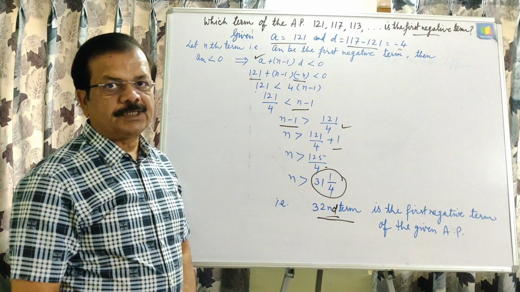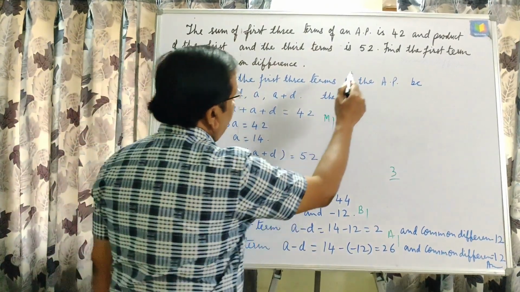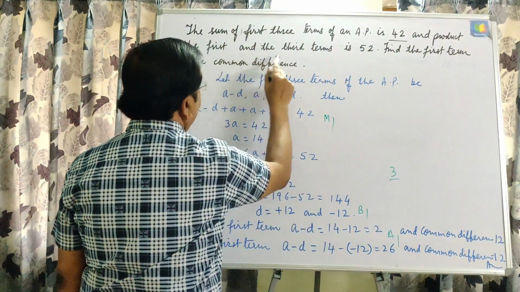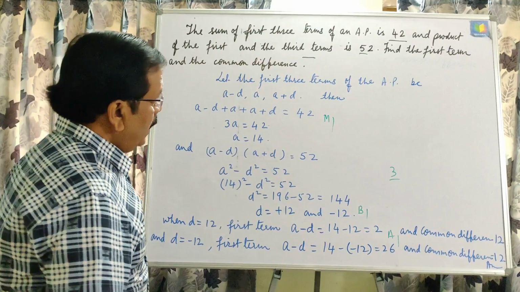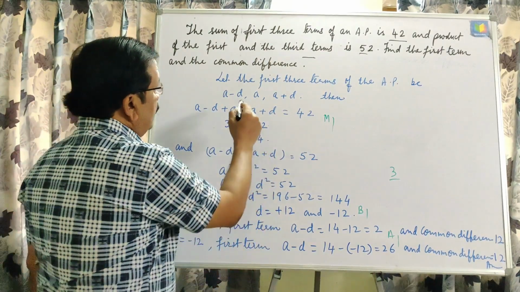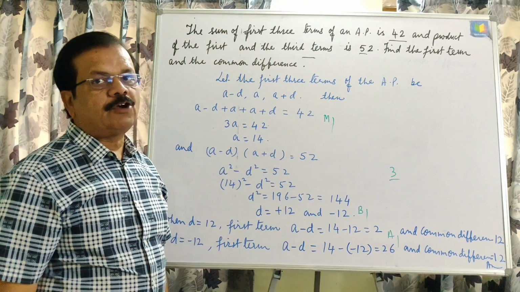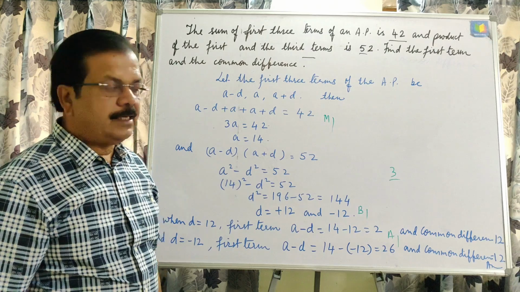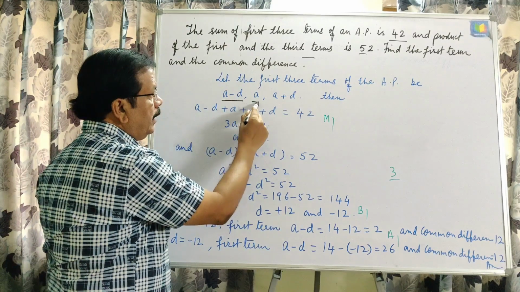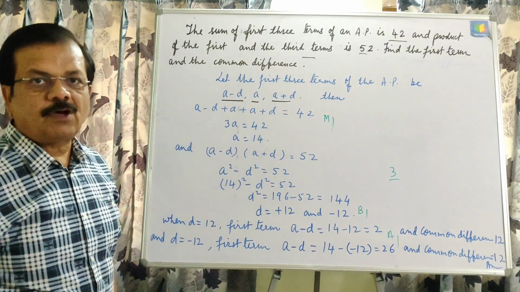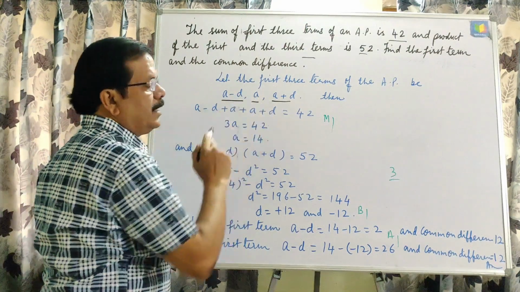Okay. Now next question. The sum of first 3 terms of an AP is 42 and product of first and third term is 52. Find the first term and the common difference. This is another type of question. Let the terms be, because in case of AP we know that common difference is same, so we can let them in this way: a minus d, a and a plus d. If in place of AP the GP is given, then we will let them as a upon r, a and ar.